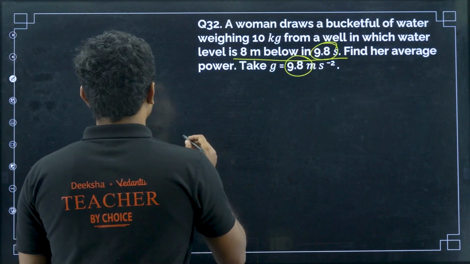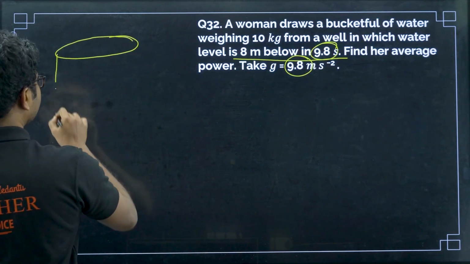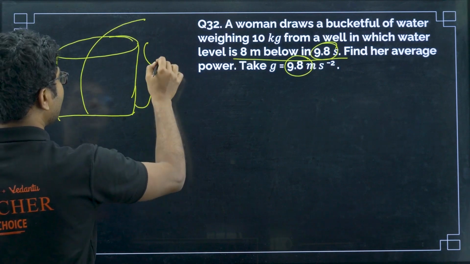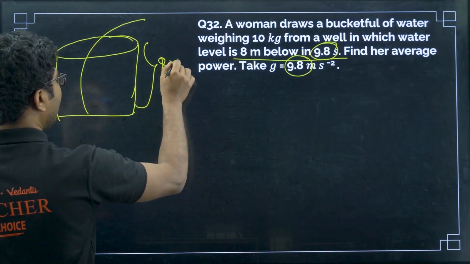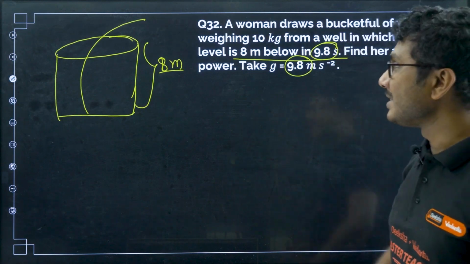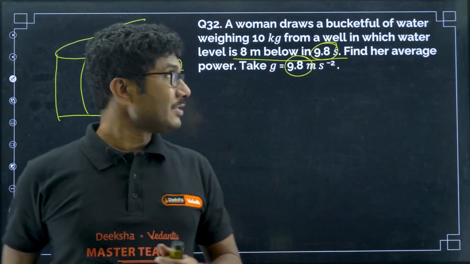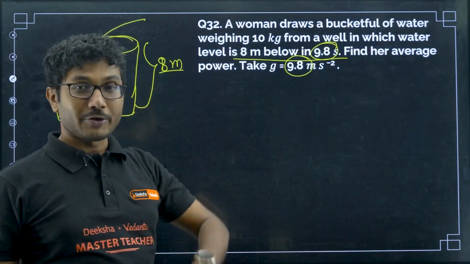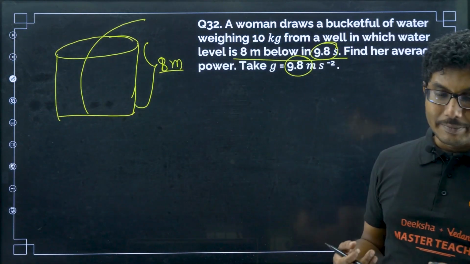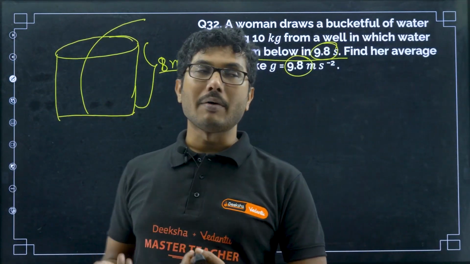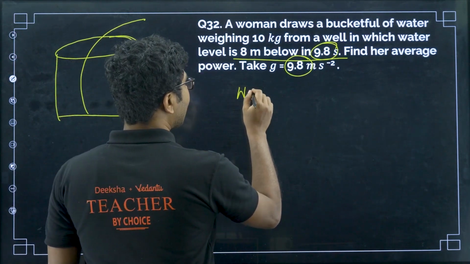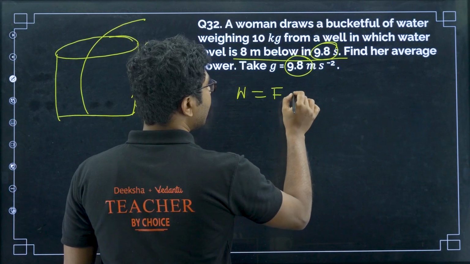Now what is the question? So you have a well, okay, and some lady is drawing some water which is 8 meter deep. Now how much work she is doing, and time is given 9.8 seconds. So if you can calculate the work that she is doing and divide it by the time, then we can calculate the power, right? Average power basically. So what is the work done? Work done is basically force into displacement.